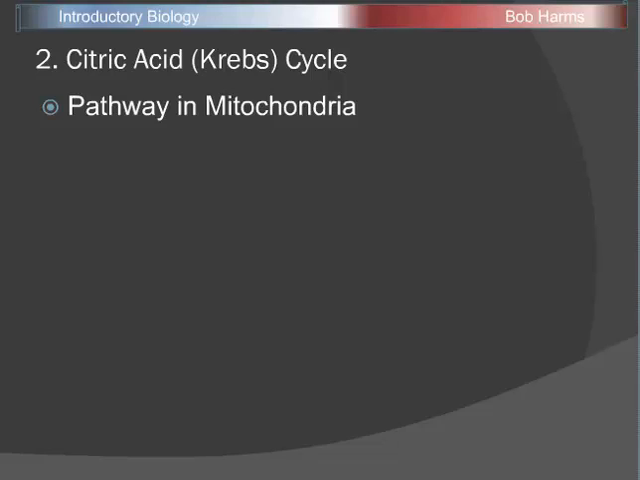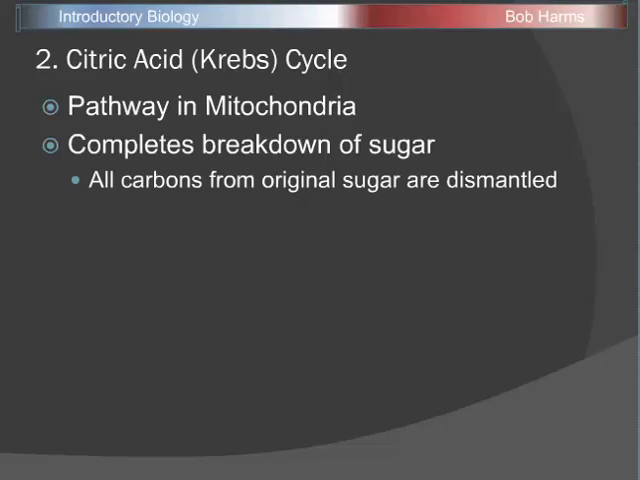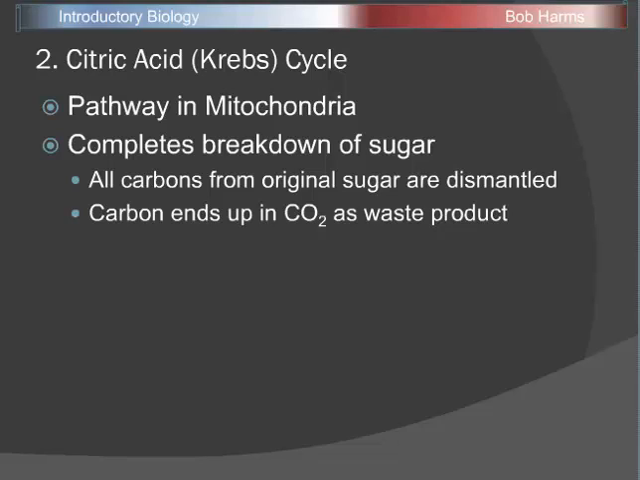And the main take-home message here with the citric acid cycle is that's where the sugar, those pyruvates that were just generated from that sugar, are going to be broken down completely. And so all the carbons are going to be broken apart from each other. So that original glucose, by the time we're done with the citric acid cycle, will be completely dismantled. All 6 of those carbons will be pulled apart. And all those carbons are going to end up being converted into carbon dioxide. And so this is our main waste product, carbon dioxide. This is where the carbon dioxide comes from that we breathe out in our air every day.